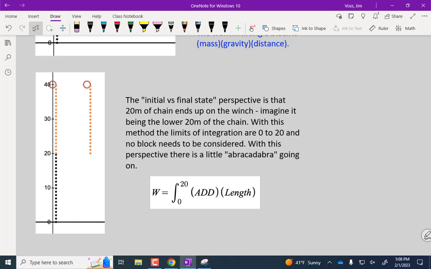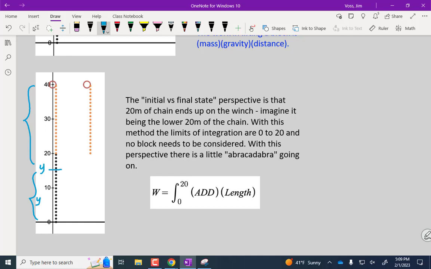This does the 0 to 20 length, the distance traveled. So here we're imagining our y is down here. How far are those links traveling? I would do it as 40 minus y, because y is this distance here. That's your y. So the distance that link travels is 40 minus y.